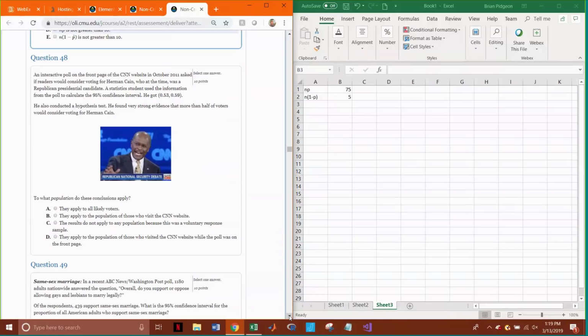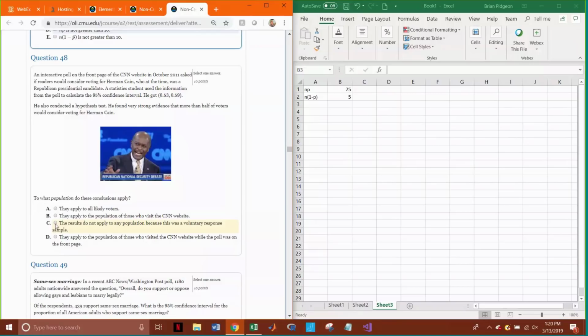All right, an interactive poll on the front page of CNN asked its readers if they would consider voting for Herman Cain. From the results of that survey, they calculated a confidence interval. So to what population do these conclusions apply? Well, this is just like that question a little bit ago, where we have to consider how we sampled the people to get this information.